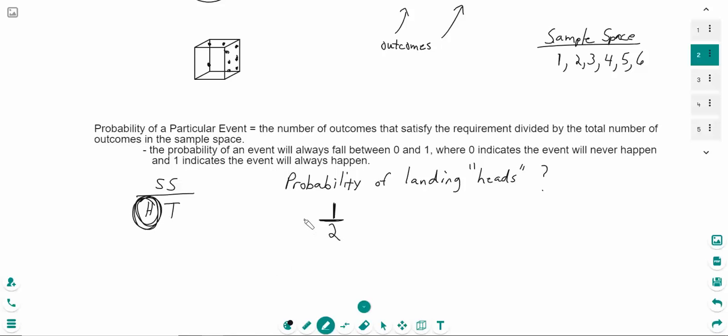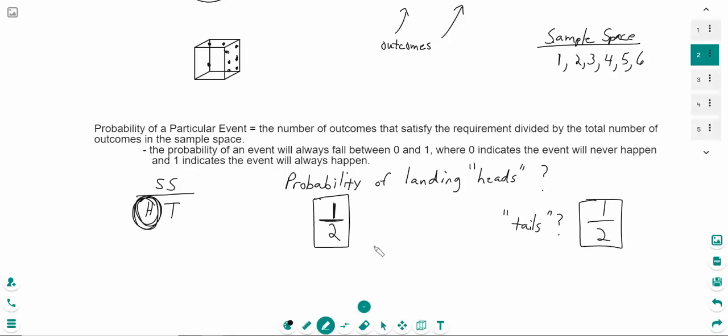It kind of makes sense, right? 1 out of the 2 will give me heads. So I would say that the probability is 1/2. Okay? The probability is 1/2. What's the probability of getting tails? The probability of tails is also going to be 1 out of 2, right?